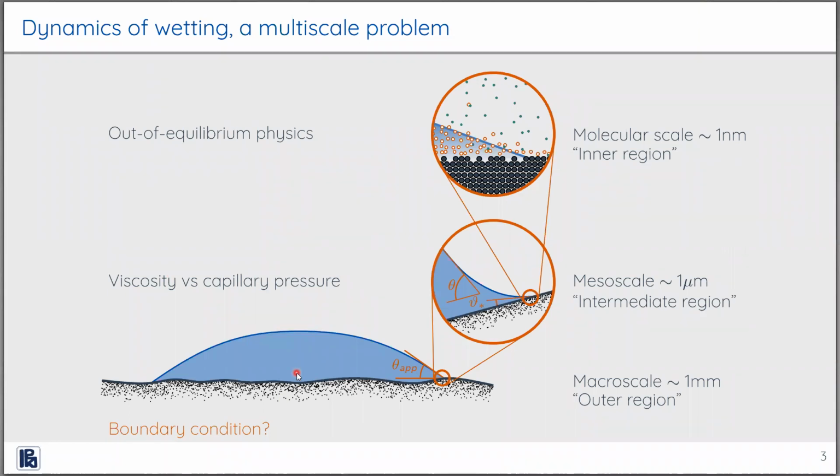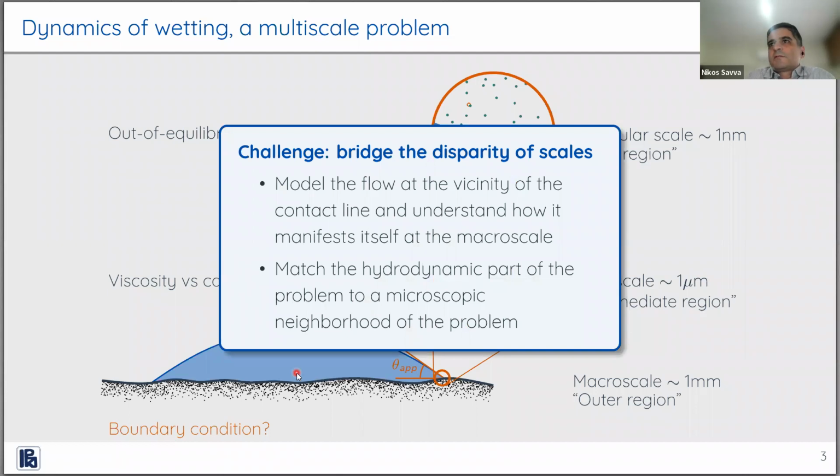Okay, so one of the major challenges in this class of phenomena is bridging this disparity of scales. What we want to do is to introduce some model for the vicinity of the contact line and understand how this manifests itself at the macro scale. And ultimately, you want to use it in macroscopic simulations by matching the hydrodynamic part of the problem to the macroscopic neighborhood of the problem through the use of an appropriate boundary condition.